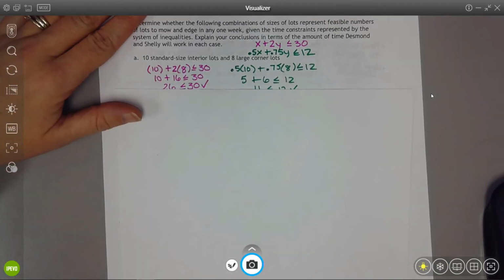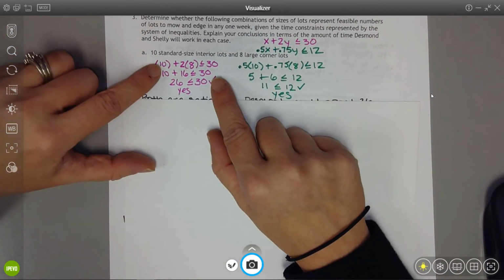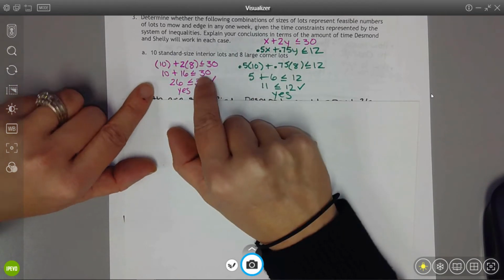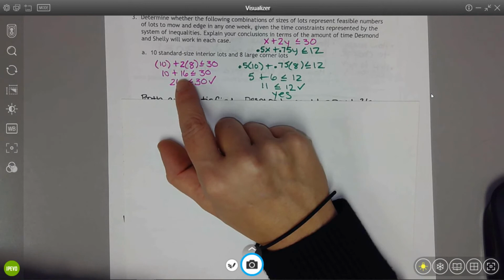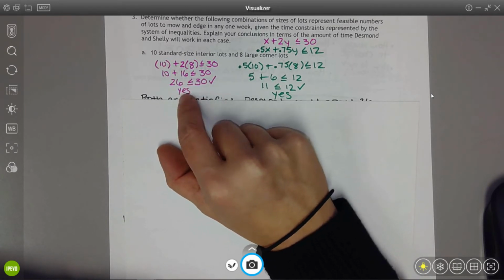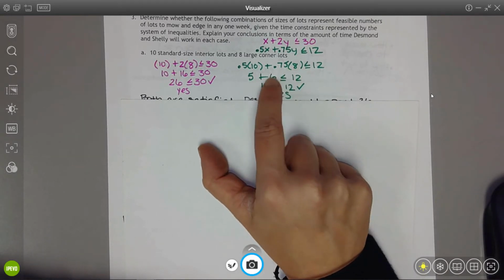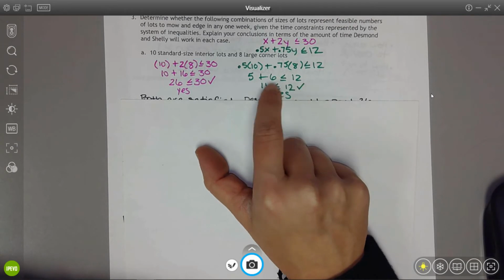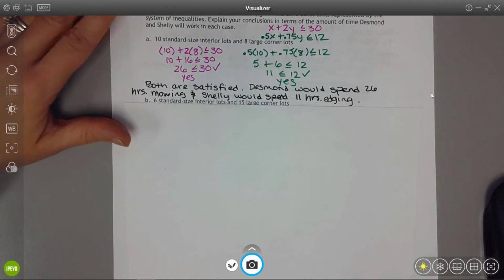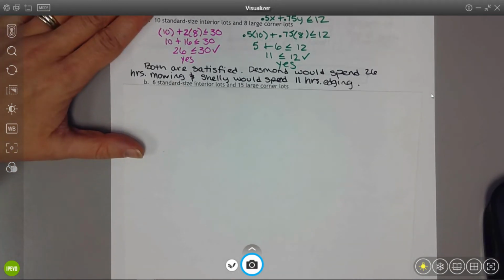What I did was plug these into each situation. Let's just do Desmond's first. 10 standard lots plus 2 times 8, that's my 2 times Y, has to be less than or equal to 30. So 10 plus 16, 26, is less than or equal to 30. Yes, that's true. Now Shelly: half of 10 is 5, and 3/4 of 8 is 6. Is 11 less than or equal to 12? Yes. Both of those are satisfied. Desmond could spend 26 hours mowing and Shelly could spend 11 hours edging.